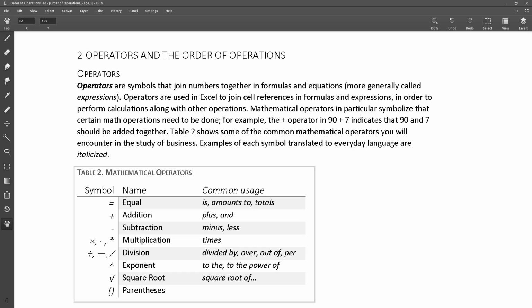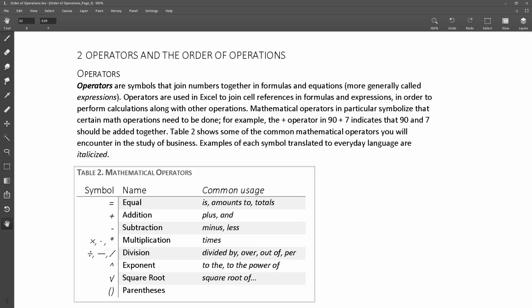Operators are used in Excel to join cell references in formulas and expressions. So we're going to start talking about Excel in this unit. We're going to talk about cell references, and for right now, just think of cell references as numbers. So operators in Excel join numbers together also. It's just that numbers go in cells in Excel. So the operators join cells together in order to do mathematical operations. You'll see I'm making it sound more complicated than it is.